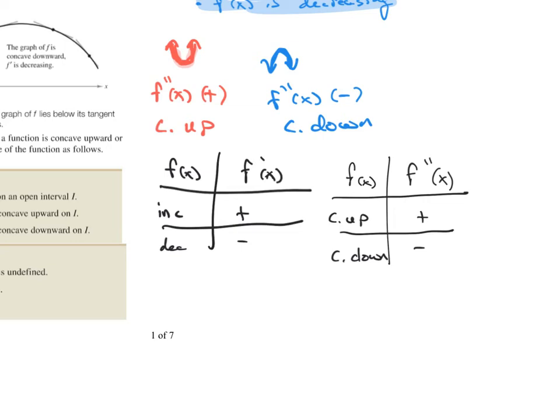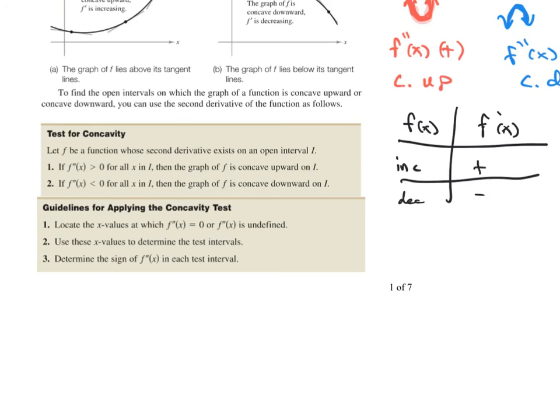So anytime someone asks about increasing and decreasing, you're dealing with the first derivative. Anytime someone asks about concave up and concave down, you're dealing with the second derivative. That's exactly what these boxes are about right here. It says test for concavity. So first thing you have to do is find the second derivative, find out when it's positive. Anytime it's positive, the graph is concave up. And anytime your second derivative is negative, it's concave down.